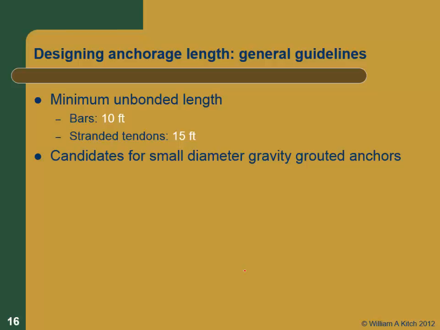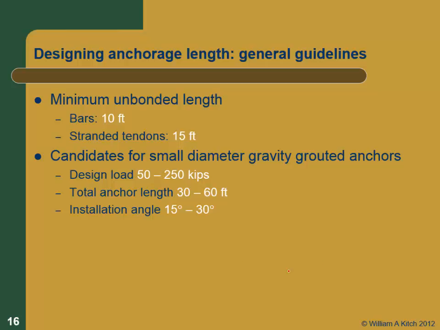You can do some designs that are very simple for what we call small diameter and gravity grouted anchors. So this is for relatively small walls. So if you have design loads that are less than 250 kips, and you have total anchorage lengths that are less than 30 to 60 meters, then you can use these small diameter gravity anchors.